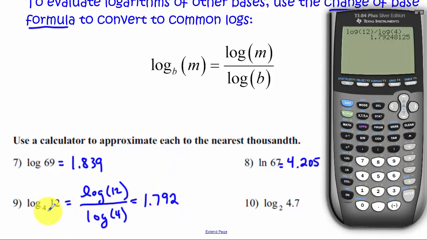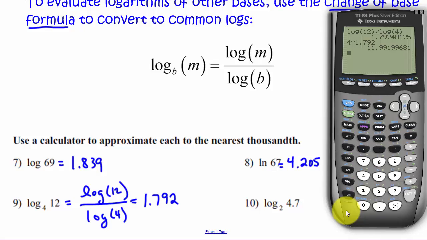Again, we could check our work. Our definition of this log is 4 to what power? That would be this power equals 12. So if I raise 4 to, I'm going to use our rounded version here, 1.792. Now, because we rounded this logarithm, we don't get exactly 12, but it's very close to 12.